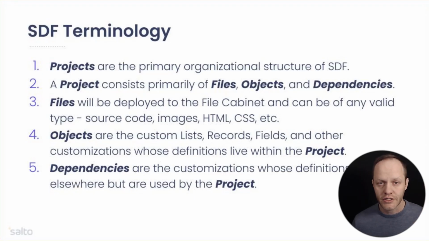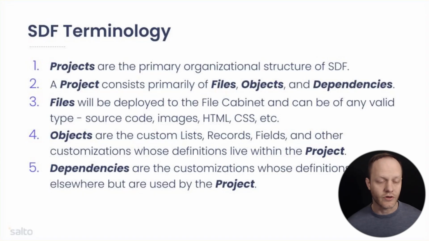Files are the content that will be stored in the file cabinet after a deployment. Usually, these are going to be the source files for our scripts, but they can be any type of file valid for the file cabinet. They might be images, HTML, PDF templates, many others. Objects are the XML definitions of our customizations: lists, records, fields, forms, etc. These are the objects that will get updated in the NetSuite account when we perform an SDF deployment.